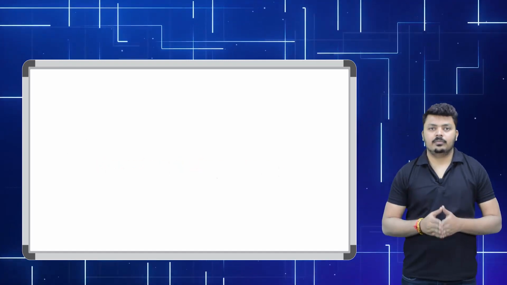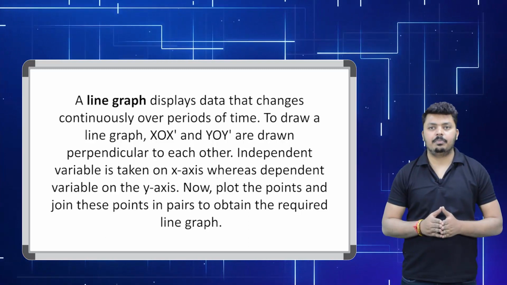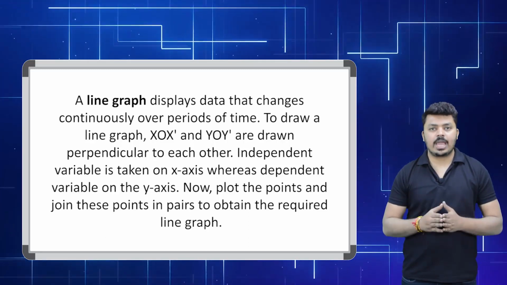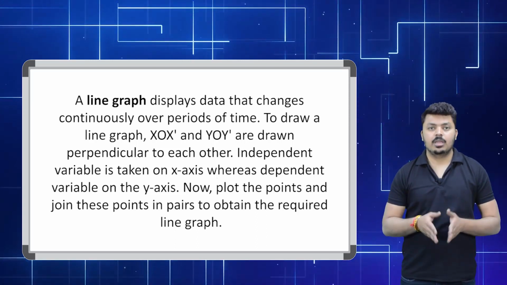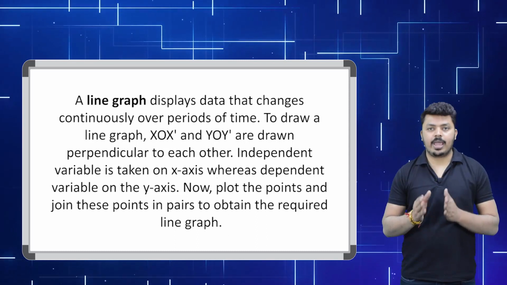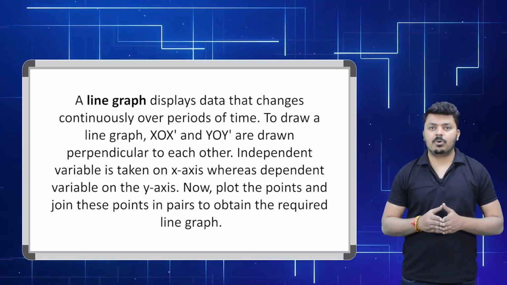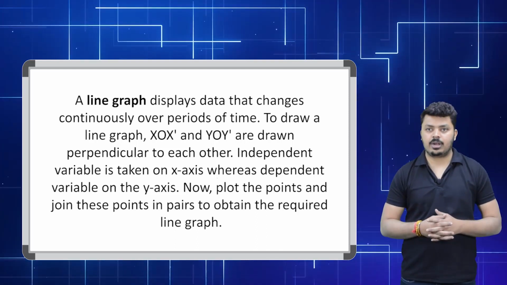Drawing a line graph. A line graph displays data that changes continuously over periods of time. To draw a line graph, the x-axis and y-axis are drawn perpendicular to each other. The independent variable is taken on the x-axis whereas the dependent variable is on the y-axis. Now plot the points and join these points in pairs to obtain the required line graph.